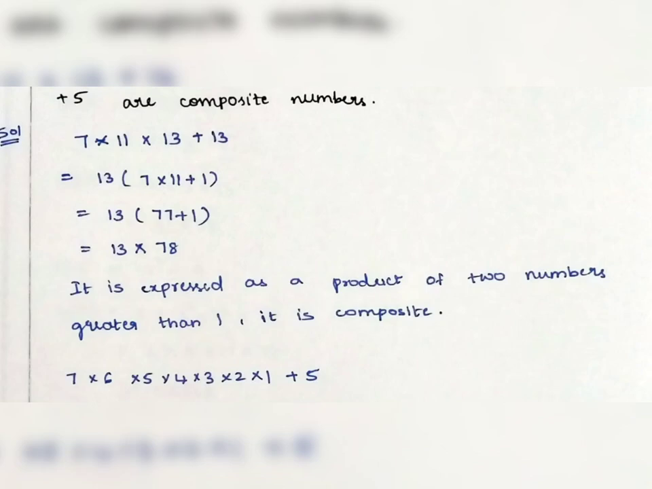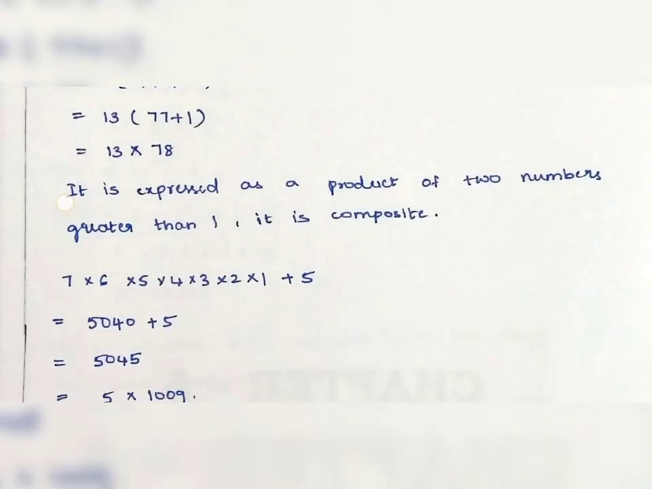What they are saying here is, what is the definition of a prime number? 2 is a prime number because it is divisible only by 1 and itself. 2 ones are 2 and 1 twos are 2. So it is a prime number. And 3 can be written as 3 into 1 and 1 into 3. That is the definition of prime numbers. But here it can be expressed as 13 into something. It is not expressed as 13 into 1. So we can say that it is a composite number.